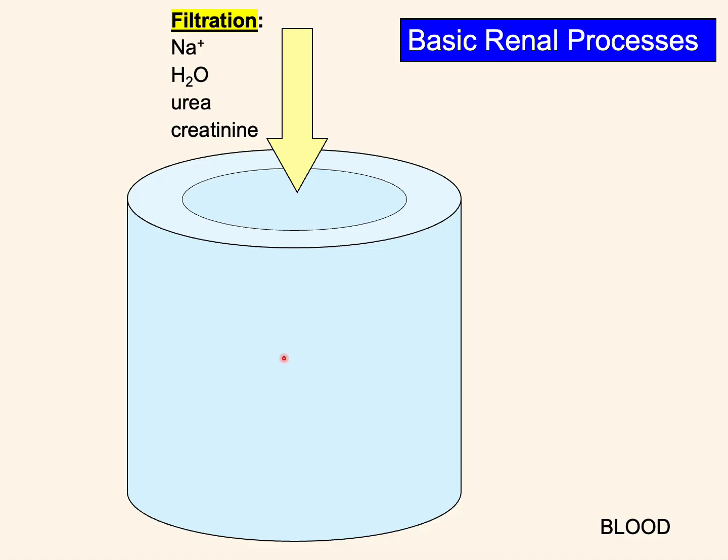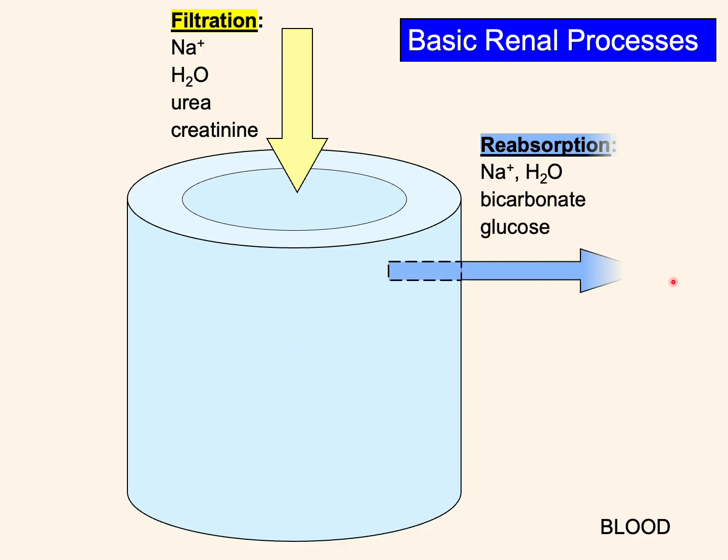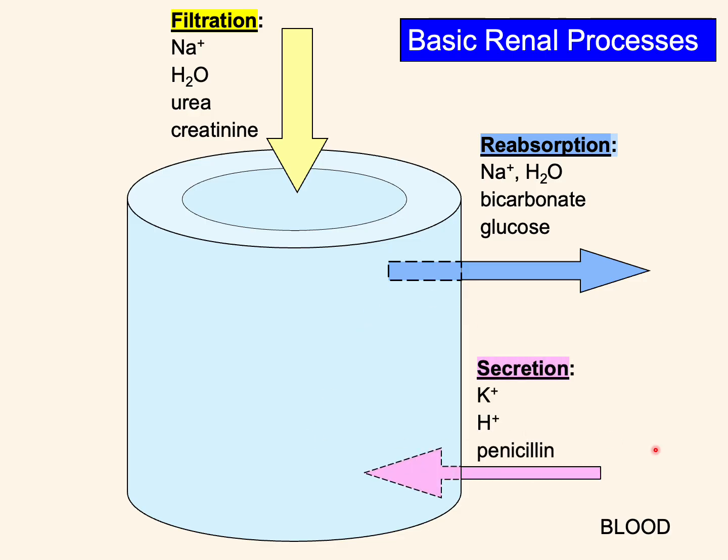Once inside the lumen, these things can be reabsorbed by the tubular cells and returned to the circulation through these surrounding capillaries. What is reabsorbed is mainly large amounts of sodium and water, and also things that you don't want to lose, like bicarbonate and glucose, and those are returned to the circulation instead of being excreted in the urine. On the other hand, you can also take things from the capillaries, from the blood, and pick them up with tubular cells and secrete them into the lumen to augment excretion of certain substances, such as potassium and hydrogen ion, and even exogenous substances like penicillin.